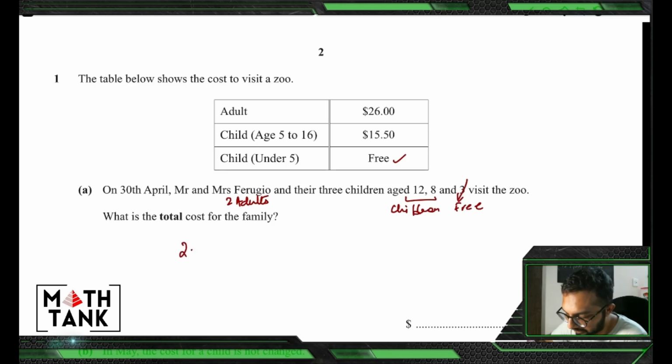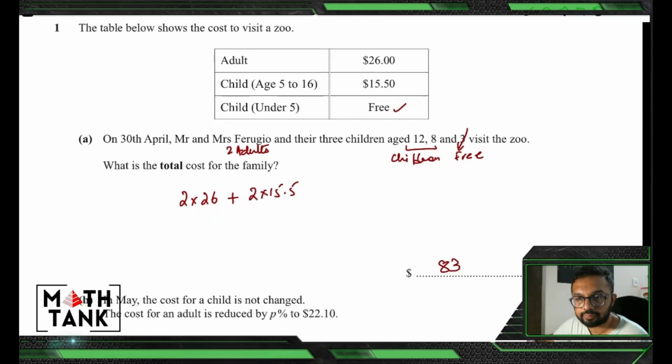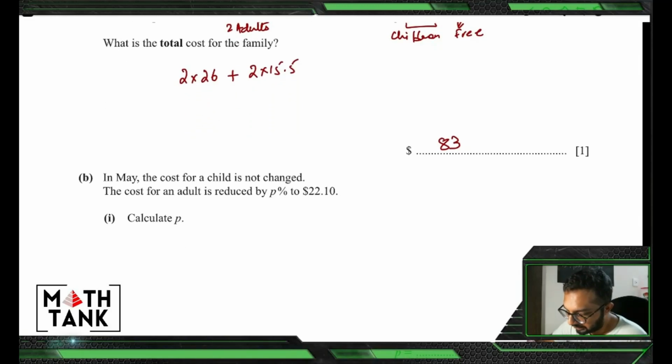So I can say that it's simply 2 into 26 plus 2 into 15.5. What does that give me? 2 into 26 is 52. 52 plus 2 into 15.5 is 31. 31 plus 52 is 83. Simple enough. So 1 mark.